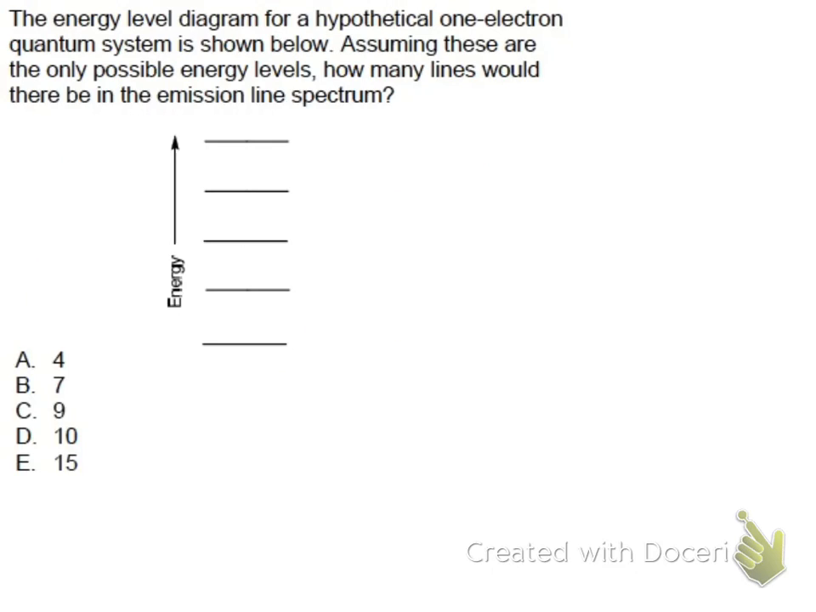Our next problem also deals with energy levels in a 1-electron quantum system, and we're being asked how many lines there would be in an emission line spectrum. Okay, there's a bunch of information given in here, something about it being a one-electron quantum system, but that's a little unnecessary. What we do need to know is that these are the only possible levels and that we're dealing with an emission spectrum. So we only want to consider transitions that start from somewhere above and end up somewhere down below. And then we're being asked how many lines there would be in the emission line spectrum.